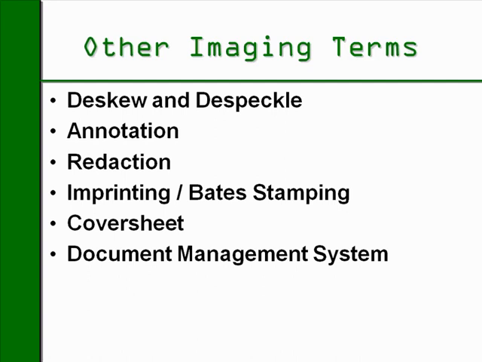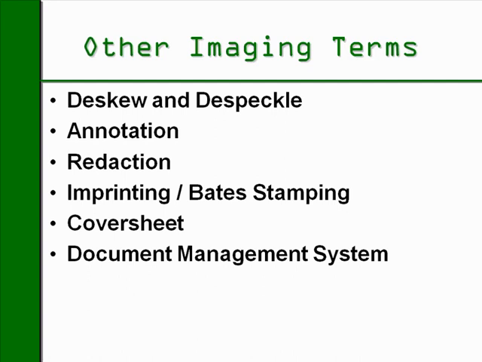Imprinting or bait stamping are terms. Bait stamping is something that's typically done in legal environments where a stamp is actually physically impressed upon the bottom of every page in a batch of documents to number them sequentially. Imprinting is the process by which scanners often do that while they're scanning. You can actually purchase, for some scanners, an inkjet printer that will imprint a sequential number on the bottom of the page as it's being scanned. SimpleIndex will actually electronically imprint images using annotation.